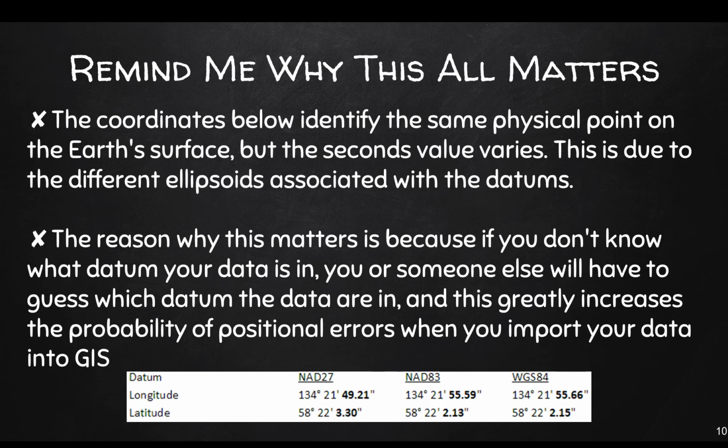The coordinates below identify the same physical point on the Earth's surface, but the second value varied. This is due to the different ellipsoids associated with the datums. The reason this matters is that if you don't know what datum your data is in, you or someone else will have to guess which datum the data are in, and this greatly increases the probability of positional errors when you import your data into GIS.